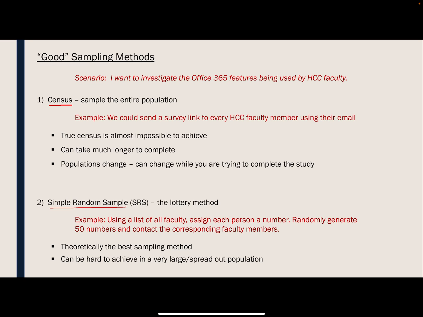So it's a very good sampling method. It uses randomness and typically can have a very good representation of the population, but it can be hard to achieve if the population is very large and spread out. You can kind of say that about all of these, though. It's always hard to sample a population that's very large and spread out.